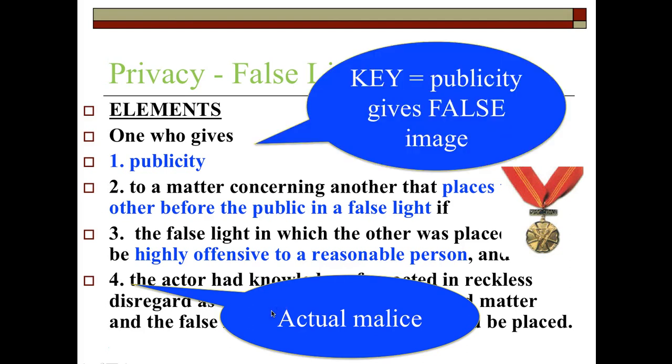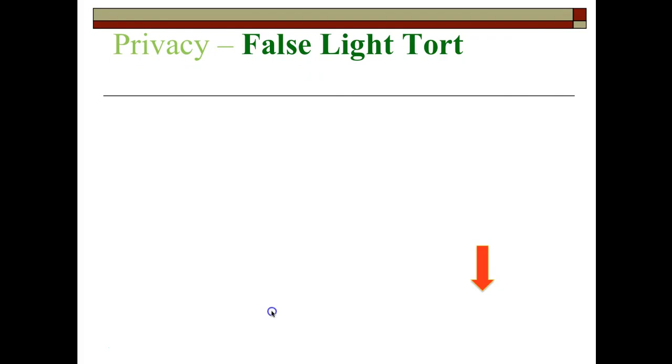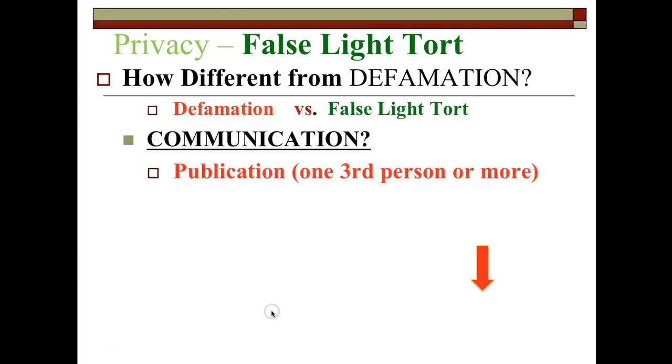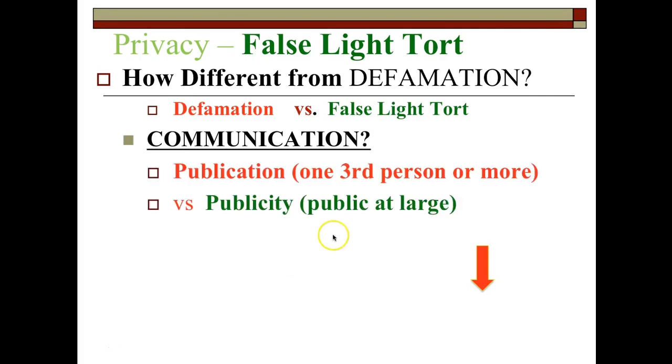The key to it is giving publicity, which creates a false image about the plaintiff. Let's compare it to defamation, because they are very similar. First, remember the publication distinction. You can have defamation where there is publication, technical term, communication to one third person or more.